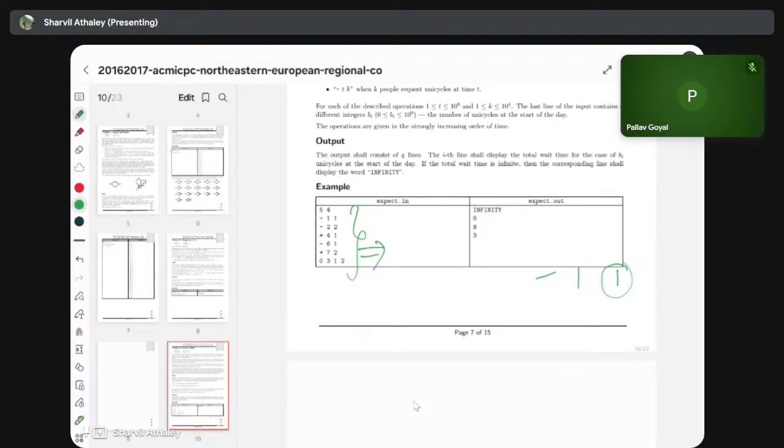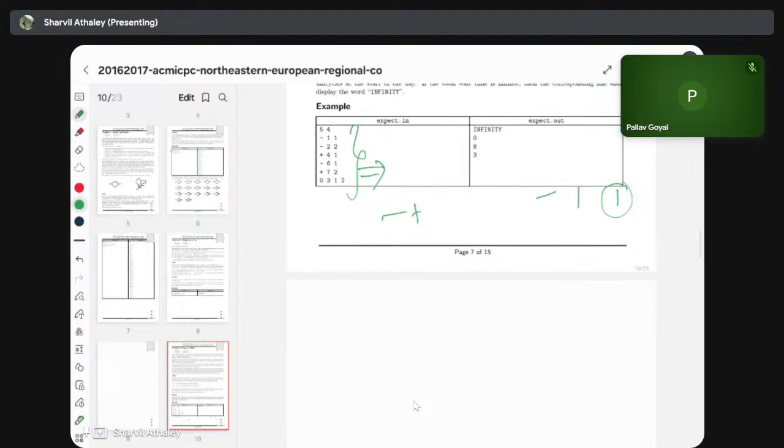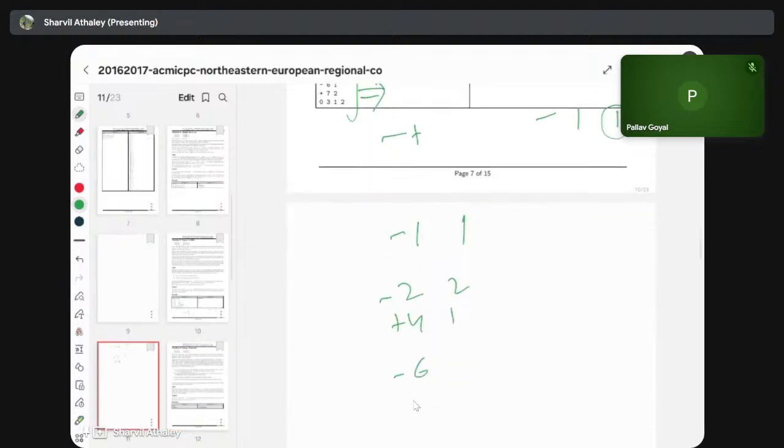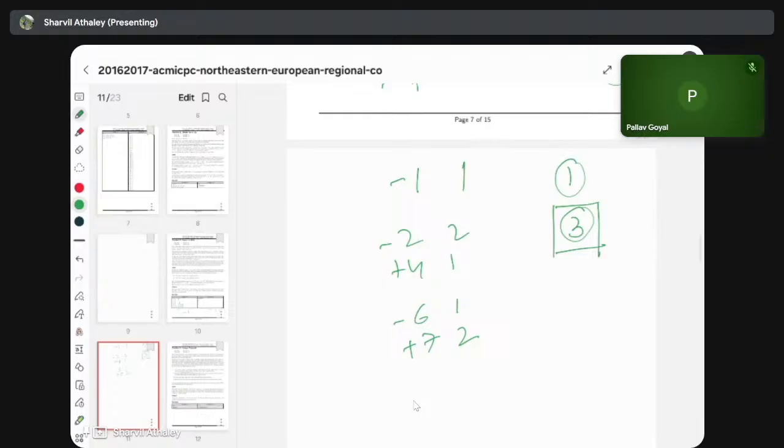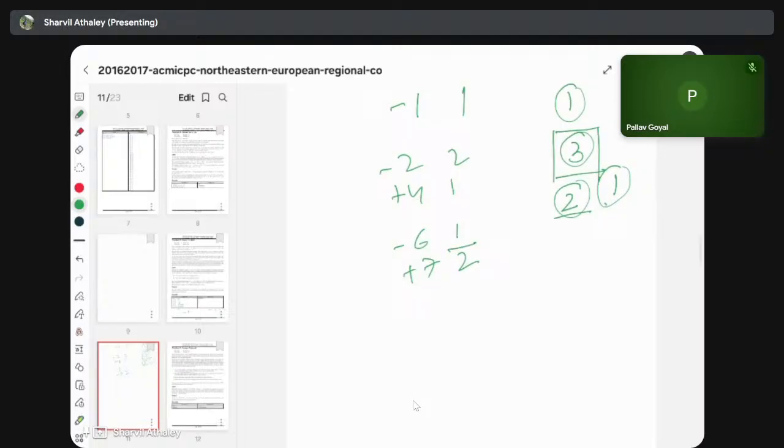So here it is: minus 1 at time 1, minus 1 at time 1, minus 2 at time 2, plus 4 at time 1, minus 6 at time 1, and plus 7 at time 2. So here he demands one cycle at time 1. Here the total demand of cycles is 3 at time 2. Now one person gets a cycle at time 4. So now there is a demand of 2 cycles. And at time 6 there is a demand of 3 cycles, and then at time 7 they get 2 cycles. So one cycle is left and a person is not satisfied.